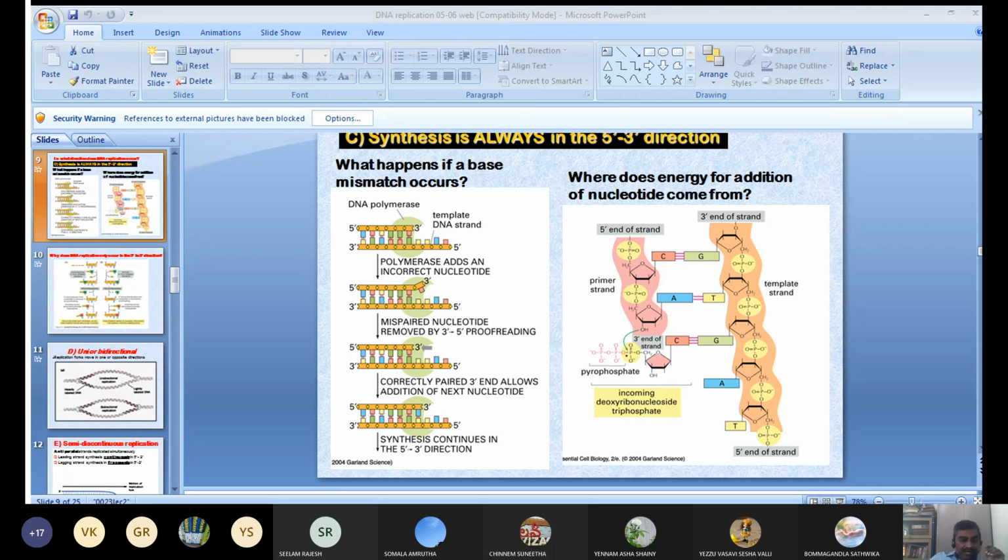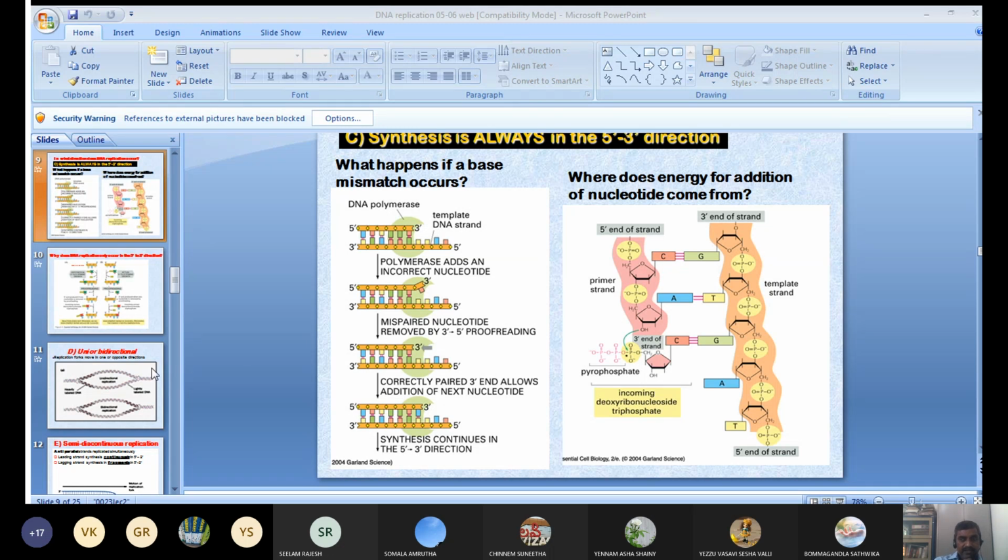So you see that in case of E. coli, for 1,000 cycles, for 1,000 replications, only one mutation will take place in the genome because of the proofreading activity of this DNA polymerase. This is what we will see. Are you clear? Is it clear?